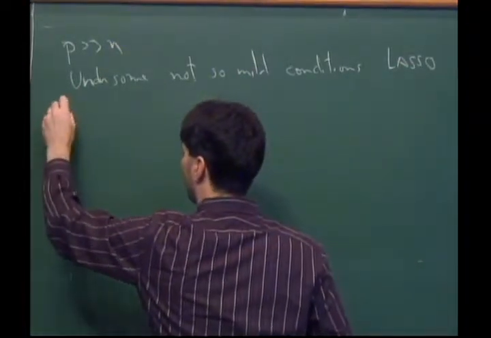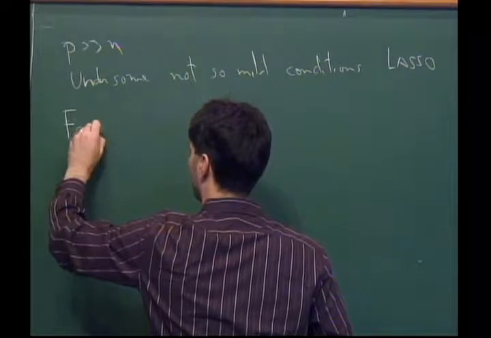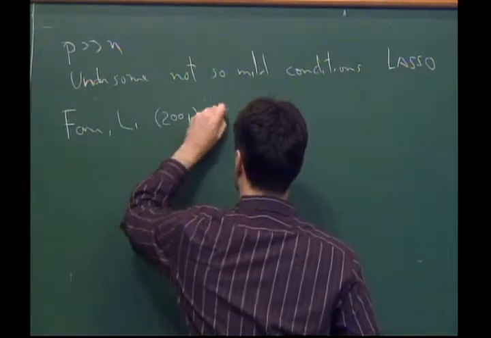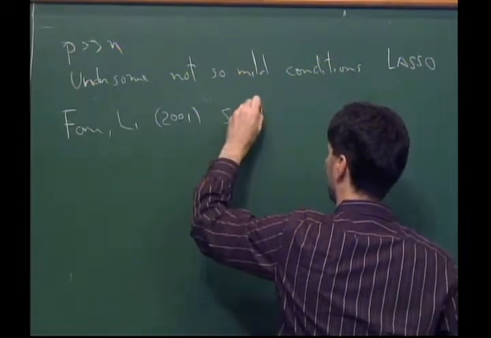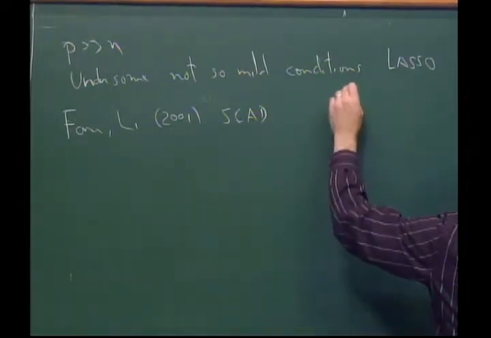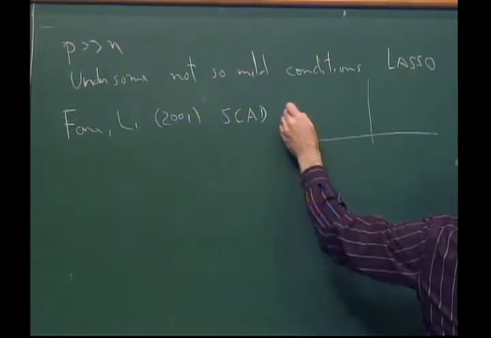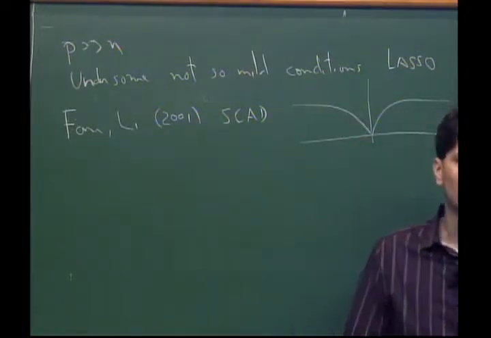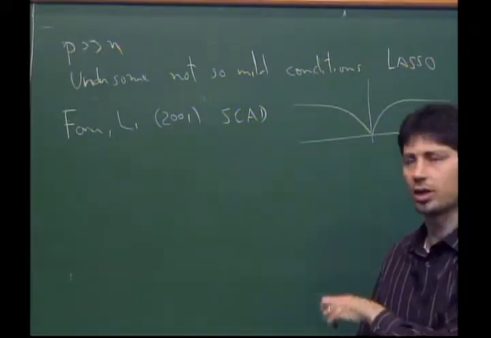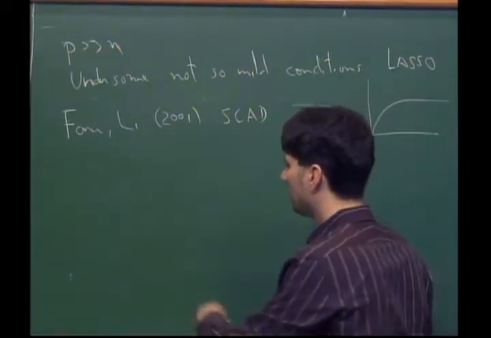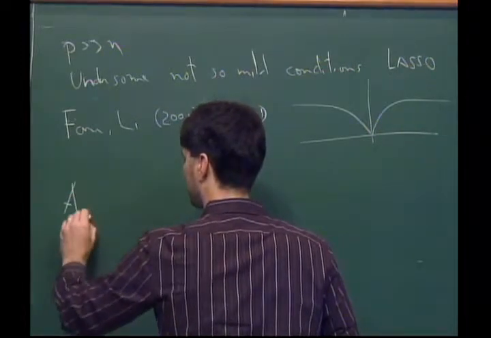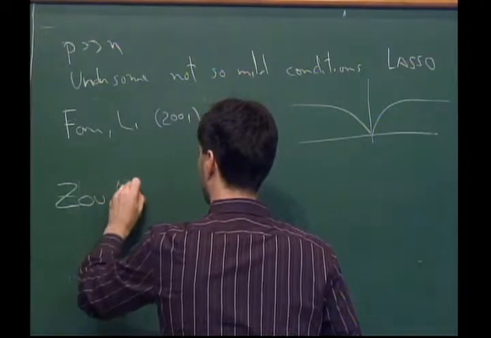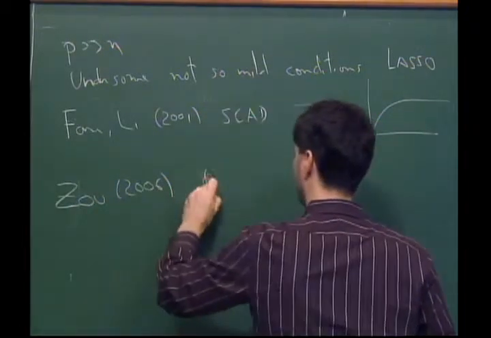But I think Fan and Li in 2001 proposed these SCAD estimators, which have penalty functions that look like this. So they can achieve perfect model selection under weaker assumptions, according to the analysis. Then came, I think, Zou, 2006, who proposed adaptive Lasso.